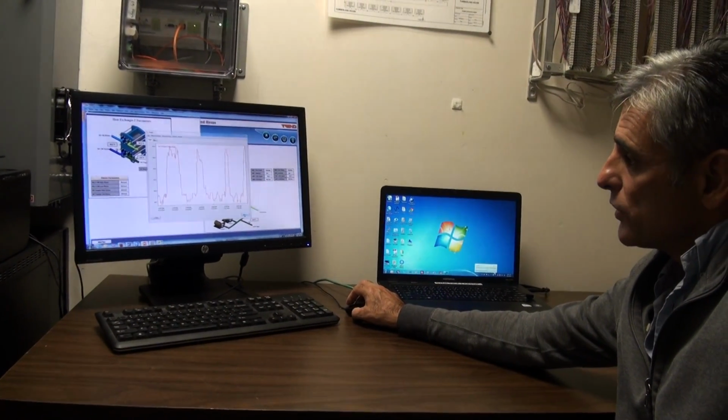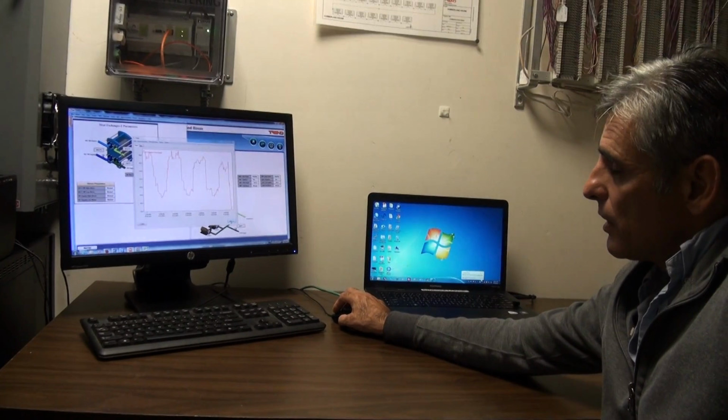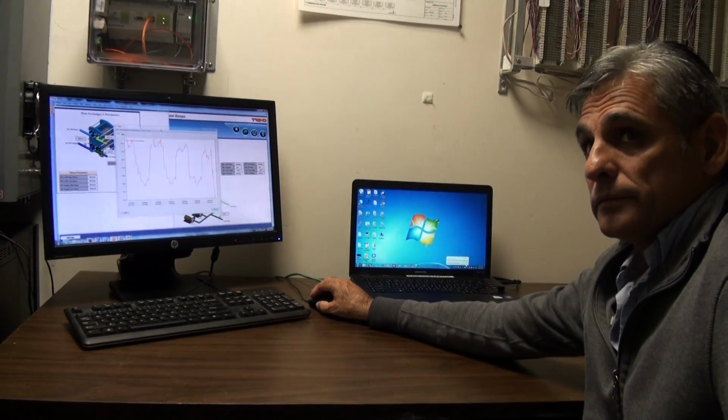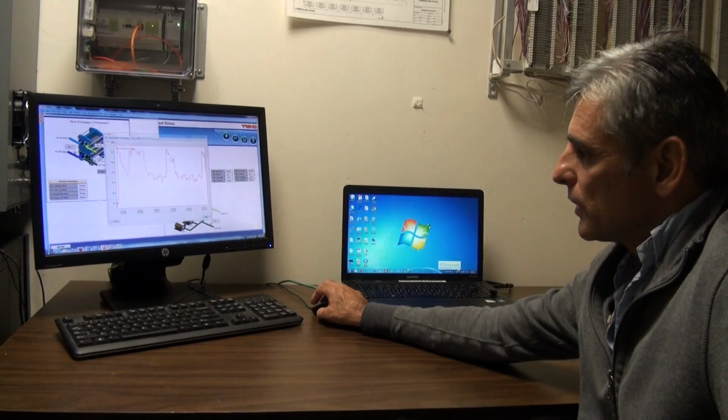We can actually look at the performance of the heat exchanger temperatures. If the heat exchangers start getting dirty, these temperatures should go higher. And this tool is a very, very good service tool.